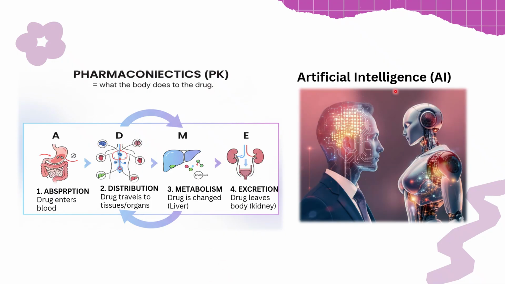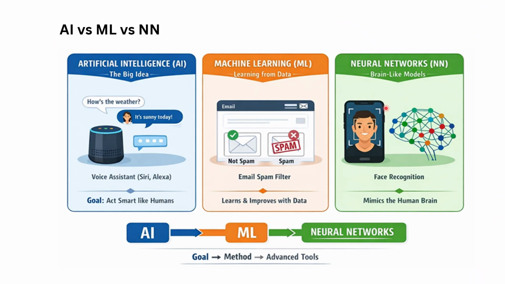So now, what is artificial intelligence? It is the field where computers mimic human intelligence. So now some basic terminologies. Artificial intelligence or AI, this is the broader concept of creating machines that can mimic human intelligence. So think about how our voice assistants like Siri or Alexa answer our basic questions.